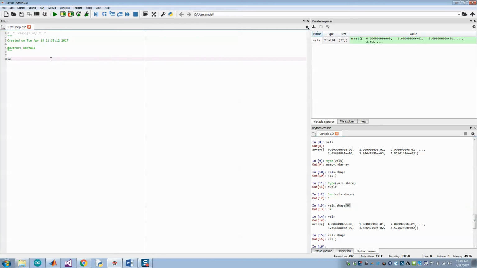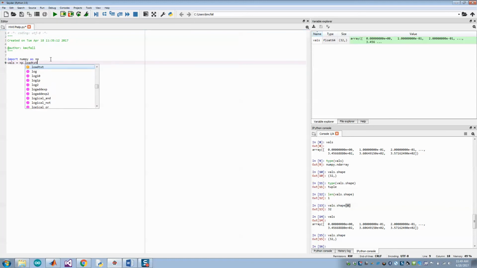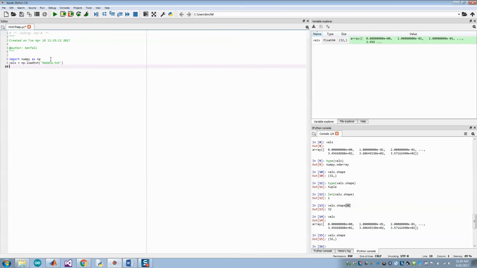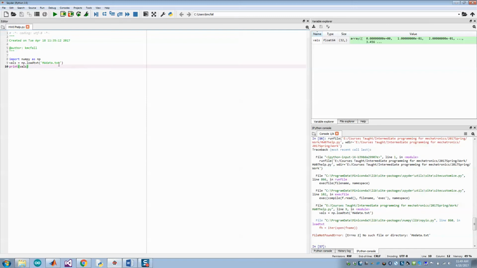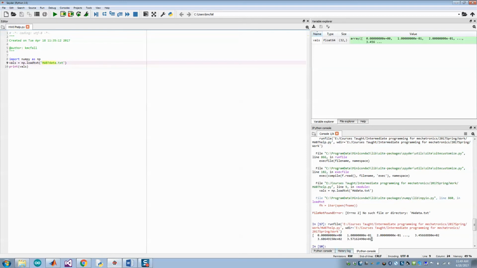So I can do this in here, import numpy as np, and I can say vowels is equal to numpy.loadtxt, and then put in the file name homework data.txt. Okay, and of course we can print vowels. And we run that, and we see, I gotta have the whole file name in there, homework07data. That might work. There we go. So here's all the values. You can see there's an ellipsis in here because there's a bunch of values. Well, how many values are there? There were 32, right? Okay.